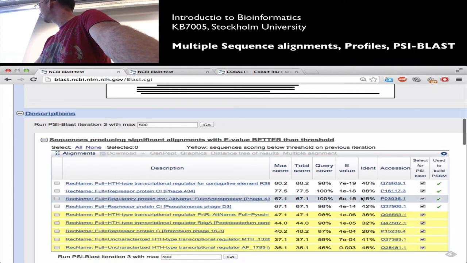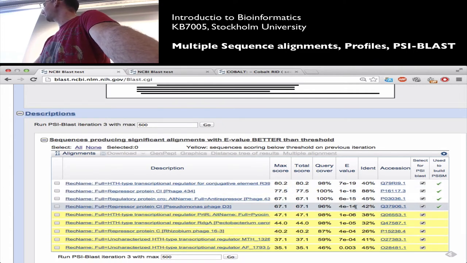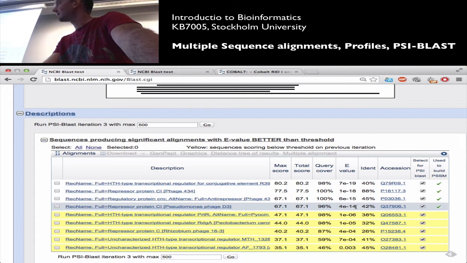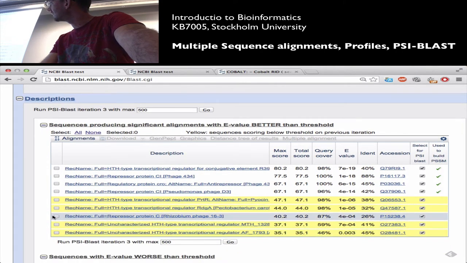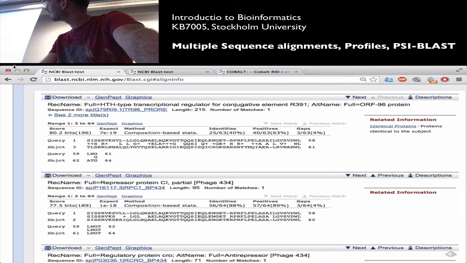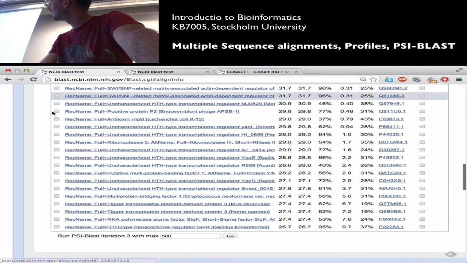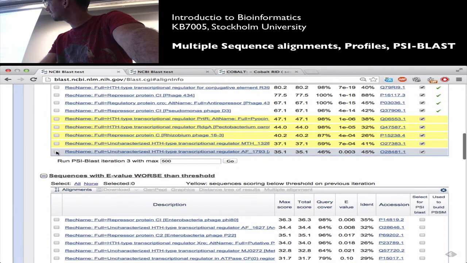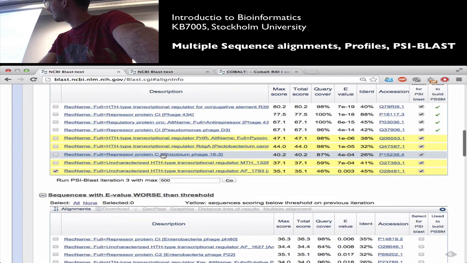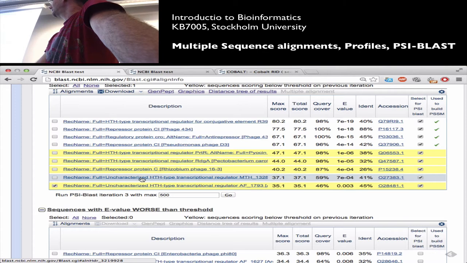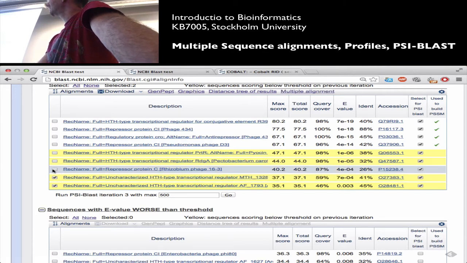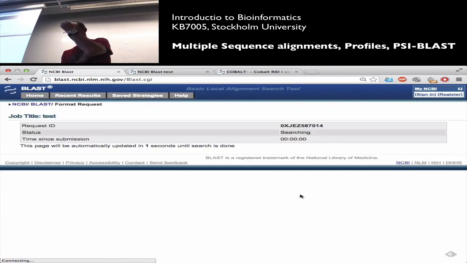These E-values are quite good. It's 10 to minus 5, 10 to minus 6. And this last one, before I had an E-value of 10 to minus 3, remember? And now it's 10 to minus 14. So it's much more significant. So I can pick all these. And you see, the proteins are not called repressor protein C anymore. They're called uncharacterized HTH-type proteins. So that's probably related to it, but maybe it's not the same type of protein as the other one. Exactly. So I can take these proteins and run one more iteration. Hopefully, that's also fast.